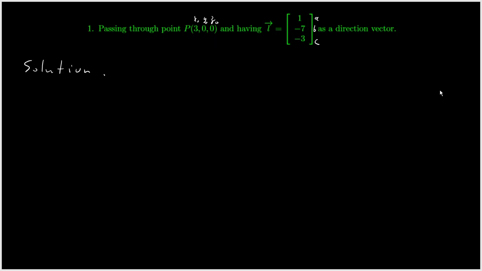Now we are ready to write the equations, right? To write the two forms, the vector form and the parametric form. Probably it's easier to memorize the vector form. The vector form of the line.